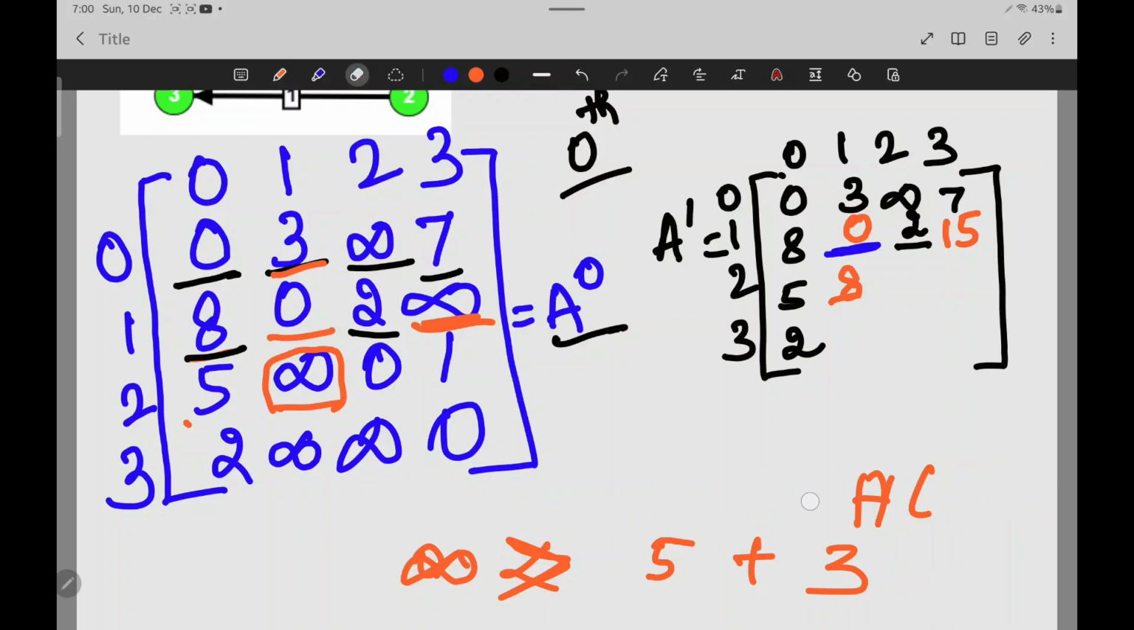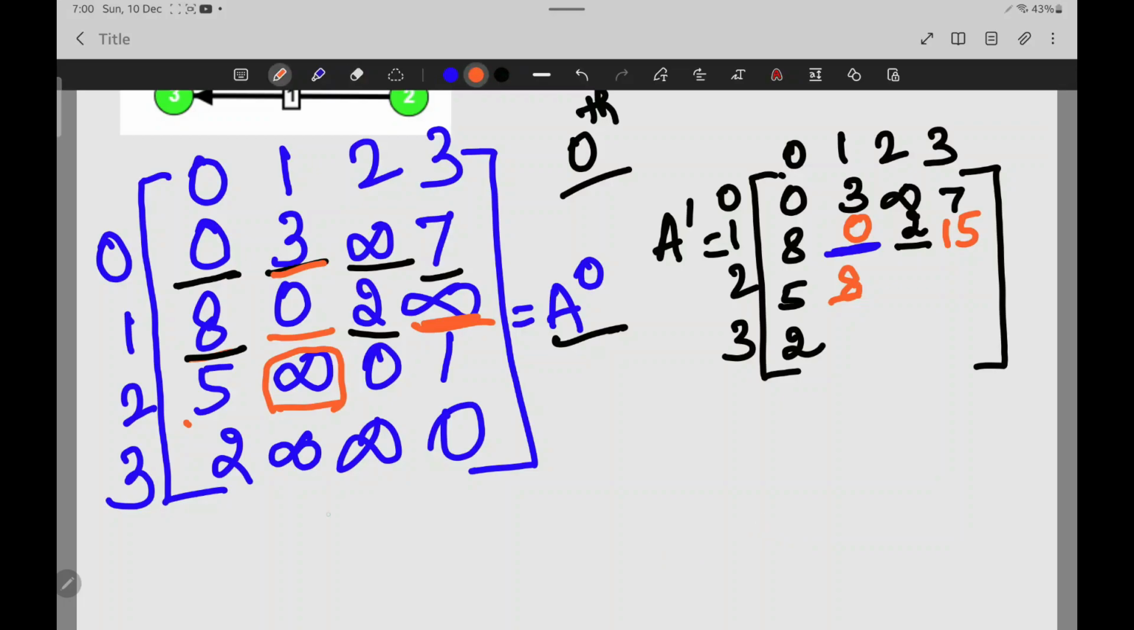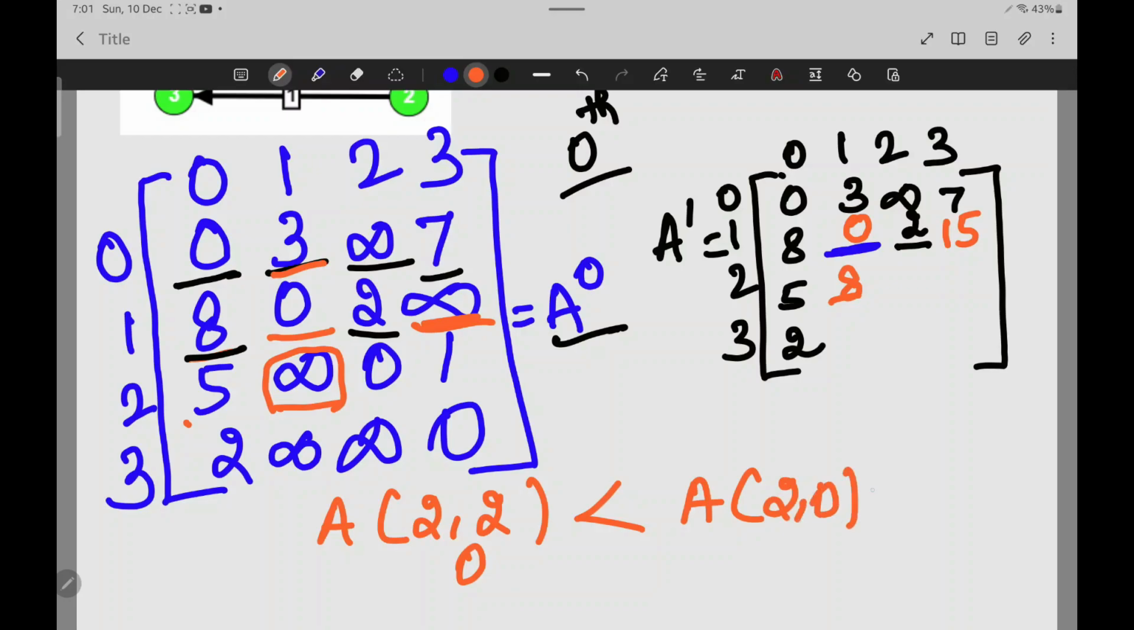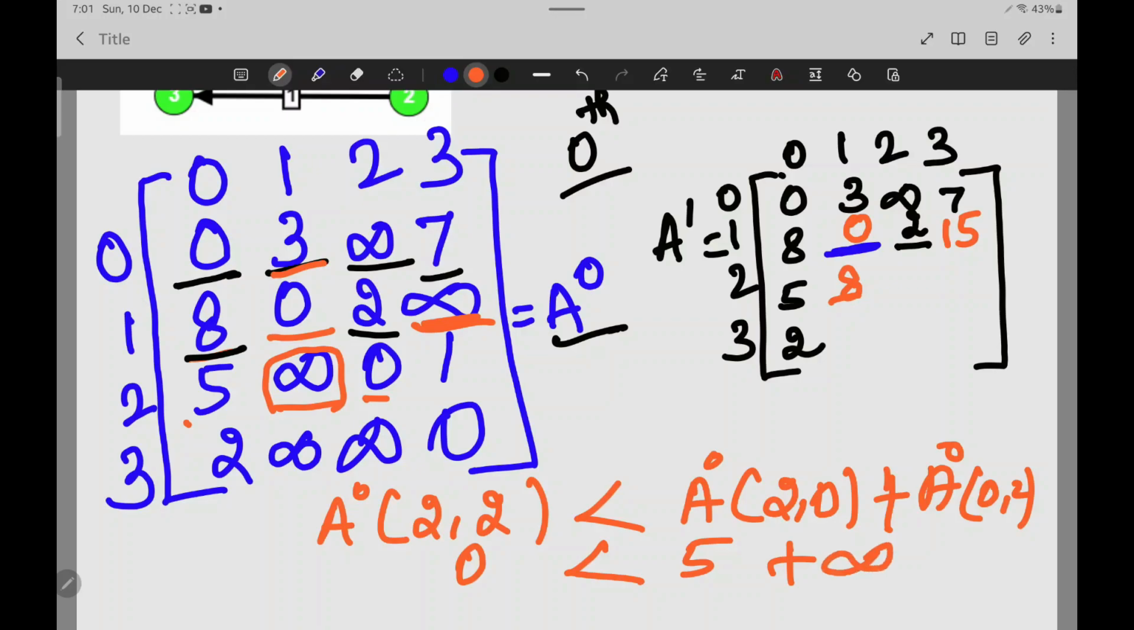So likewise we need to find the value for A of 2 comma 2. So A of 2 comma 2 via 0. So A of 2 comma 0 plus A of 0 comma 2. So we are taking all these values from A0. So 2 comma 2 is 0, less than 2 comma 0, which is 5. So definitely this is greater. So 0 comma 2 is infinity. So we can replace the same value.